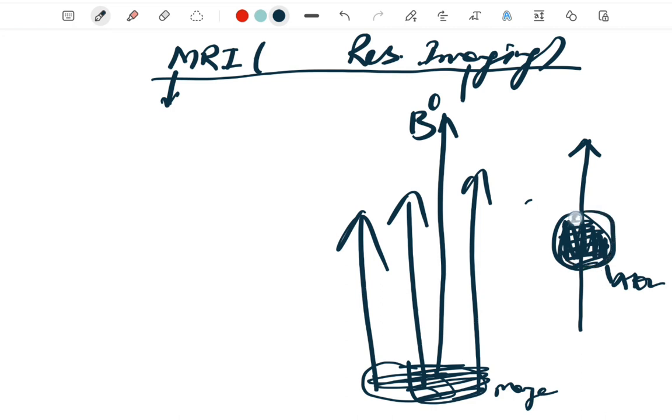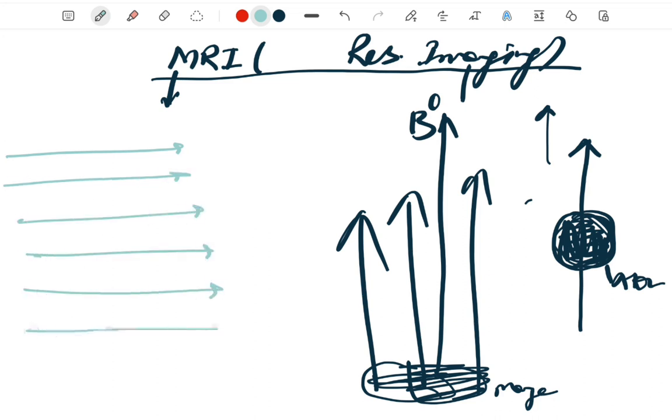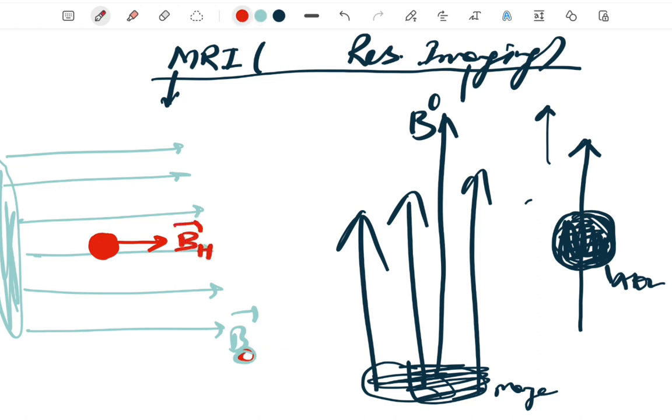The hydrogen atom vector will point along this magnetic field. Suppose there is a magnet and this is the field created by this magnet, and we are putting one hydrogen atom here. The magnetic moment vector of this hydrogen atom will point towards this B0, and the hydrogen moment will be in this direction. So all the tiny hydrogen atoms will point towards this main magnetic field. This is called polarization.